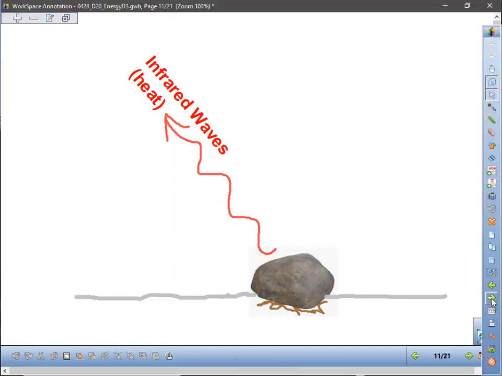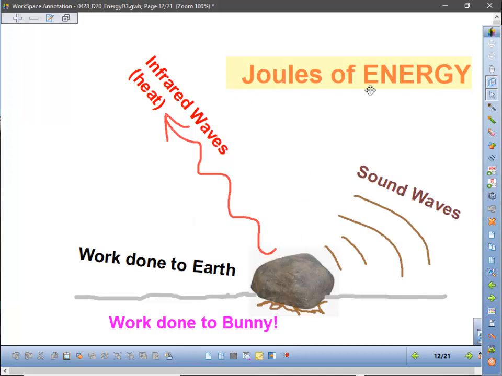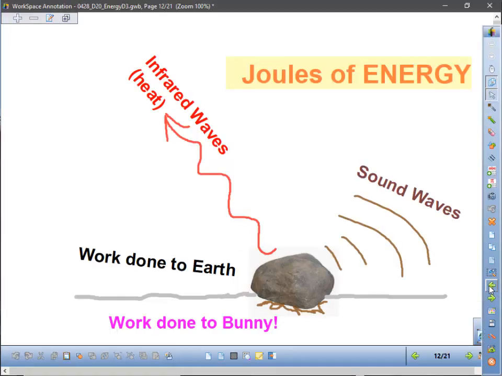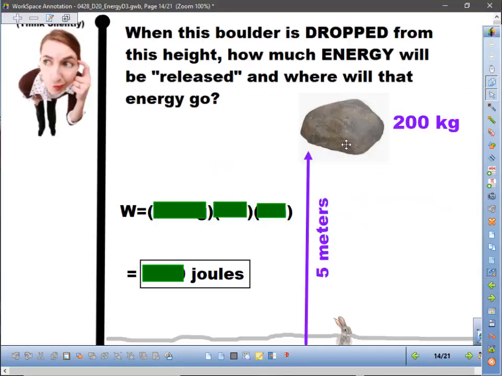So infrared waves, all these forms of energy, they're all measured in joules. All these forms of energy came from somewhere, right? It didn't have these forms of energy before when it was just sitting here, but it got this energy from when you lifted it. Before, none of those forms of energy were there. And now after you dropped it, all these forms of energy. It got that energy when you lifted it, okay?